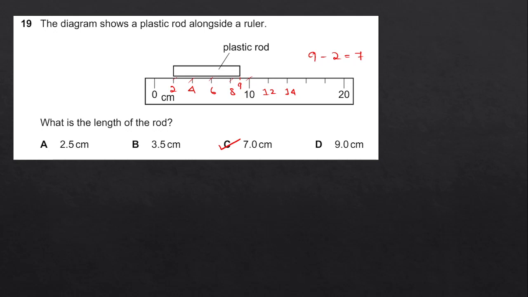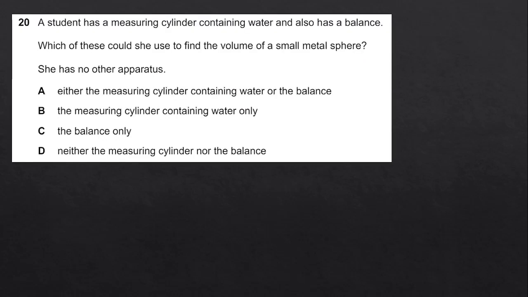Alright, let's look at the next question. A student has a measuring cylinder containing water and also has a balance. Which of these could she use to find volume of a small metal sphere? She has no other apparatus. Okay, so we have a measuring cylinder containing water and she also has a balance. So measuring cylinder containing water can be used to find volume of the substance and a balance can be used to find the mass of the substance.